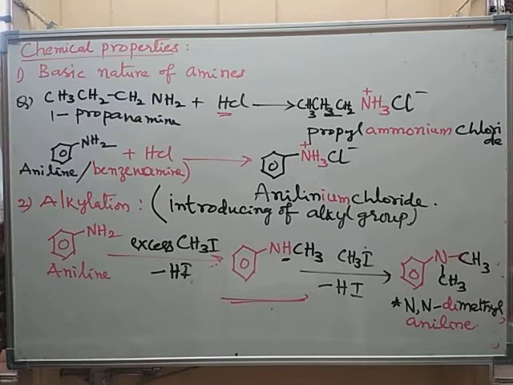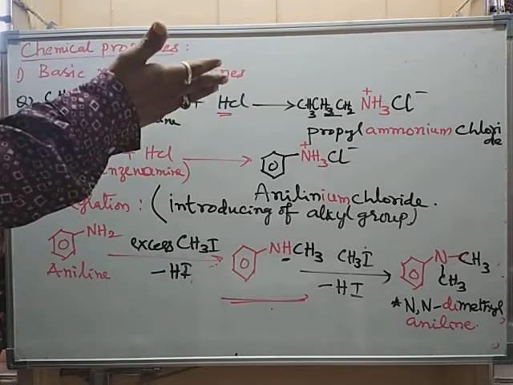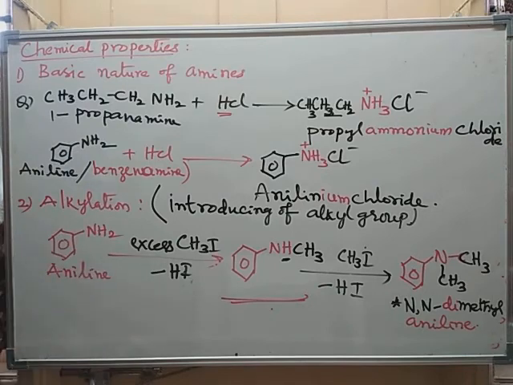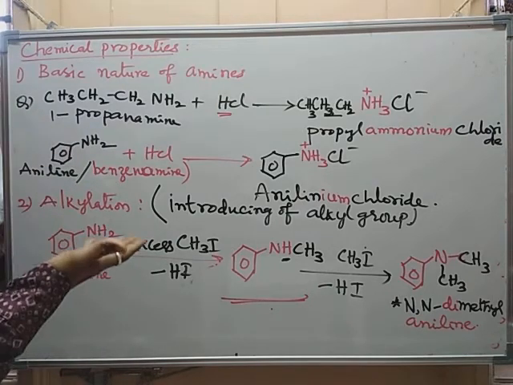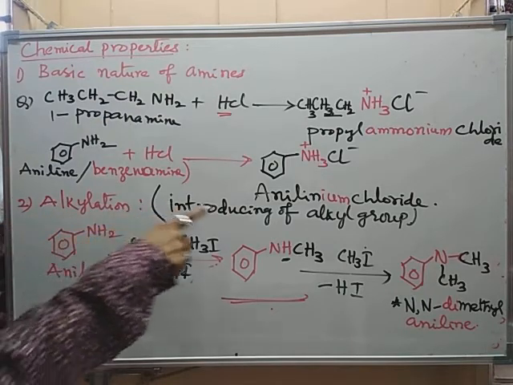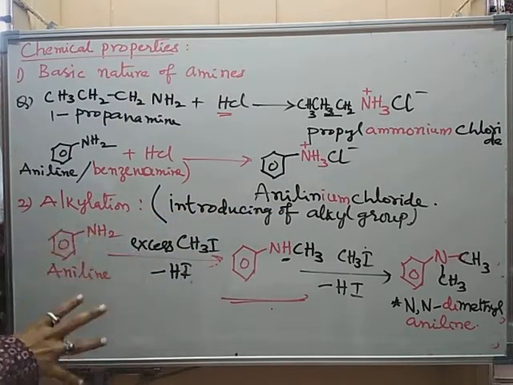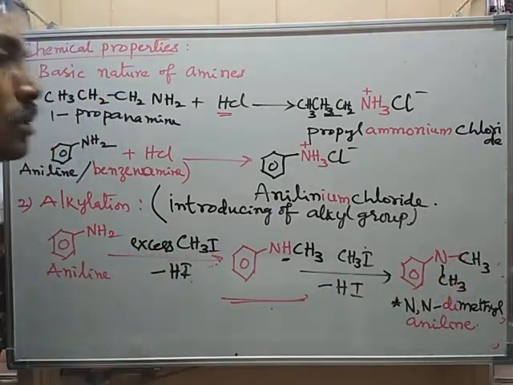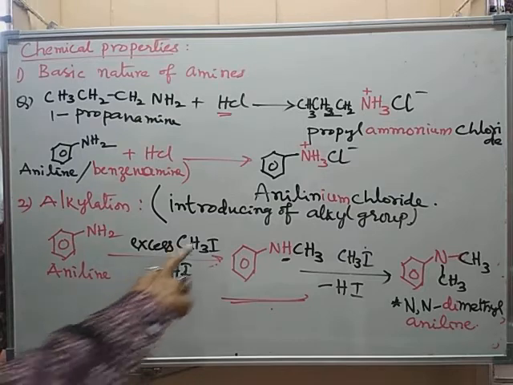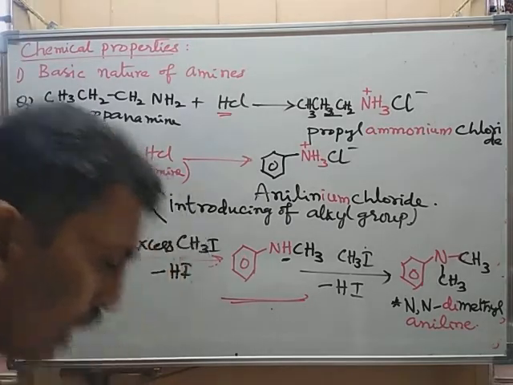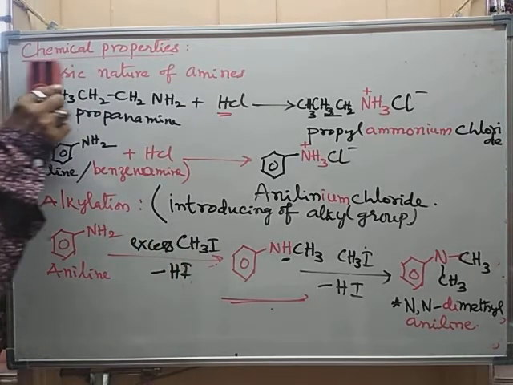So this is about the previously discussed basic nature of amines, by donating an electron pair from the NH2 group or accepting a proton from other compounds, so these amines are Bronsted bases as well as Lewis bases. Then alkylation, introducing an alkyl group into the compound. As the alkyl group CH3 is introduced, if excess is taken, this is the product. By consuming 2 moles of methyl iodide, the final product is N,N-dimethylaniline. Shall we move to other chemical properties.